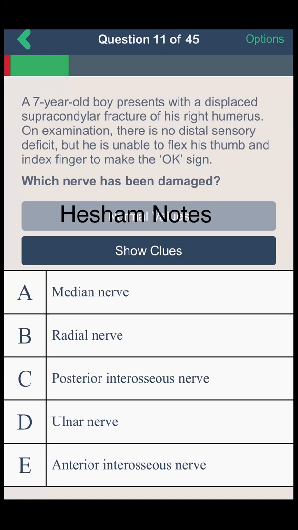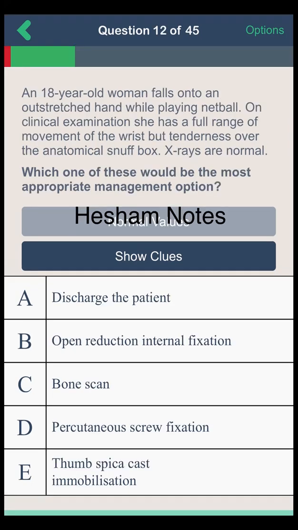Okay, another one. An 18-year-old woman falls onto an outstretched hand while playing netball. On clinical examination, she has a full range of movement of the wrist, but tenderness over the anatomical snuffbox. X-ray is normal. Which one of these would be the most appropriate management option? A. Discharge the patient. B. Open reduction, internal fixation. C. Bone scan. D. Percutaneous screw fixation. E. Thumb spica cast immobilization.